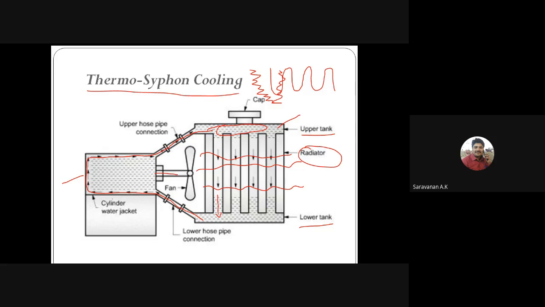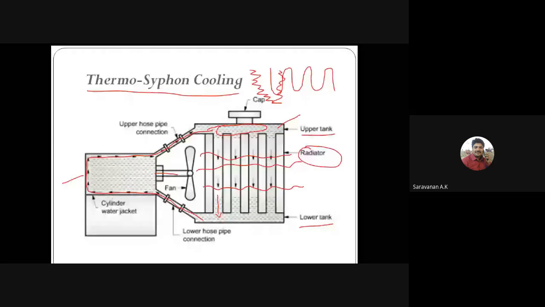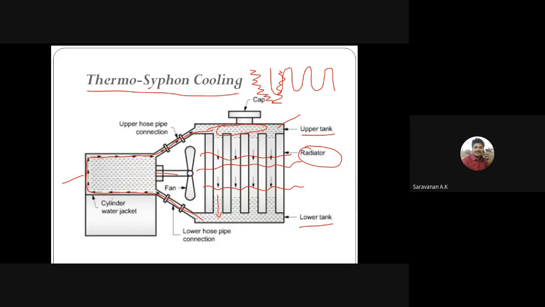Then here we have some limitations also. The radiator needs to be kept above the engine level. Why? Because the water has to flow due to the density difference. The radiator needs to be kept above the engine cylinder level for the flow of water, which passes through the engine. So due to the gravitational force itself, it will function. So that is a disadvantage.